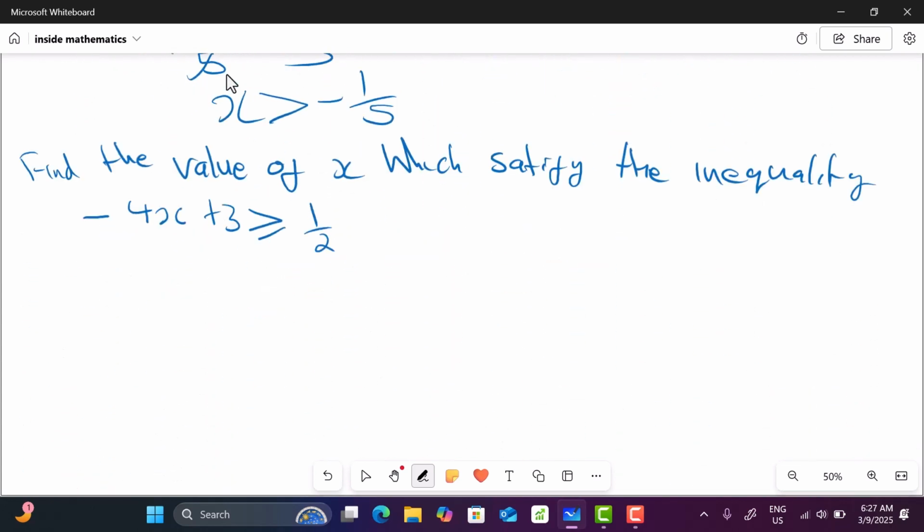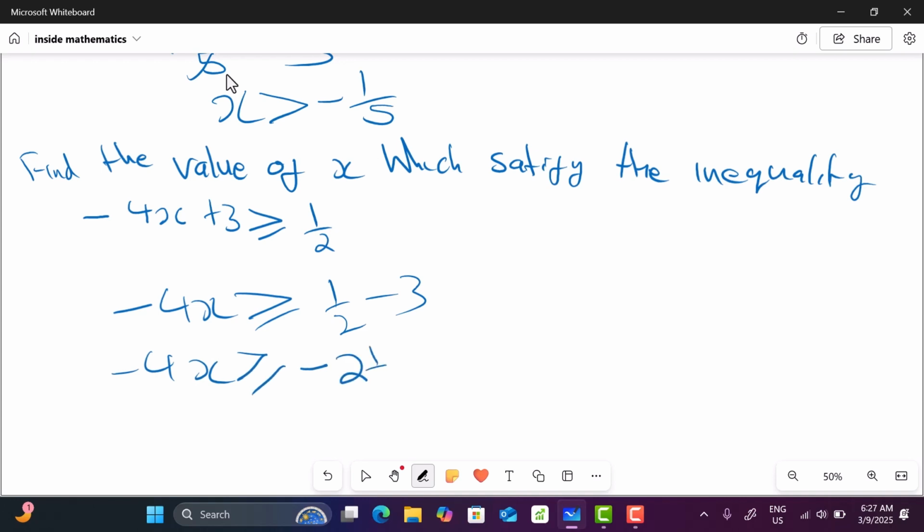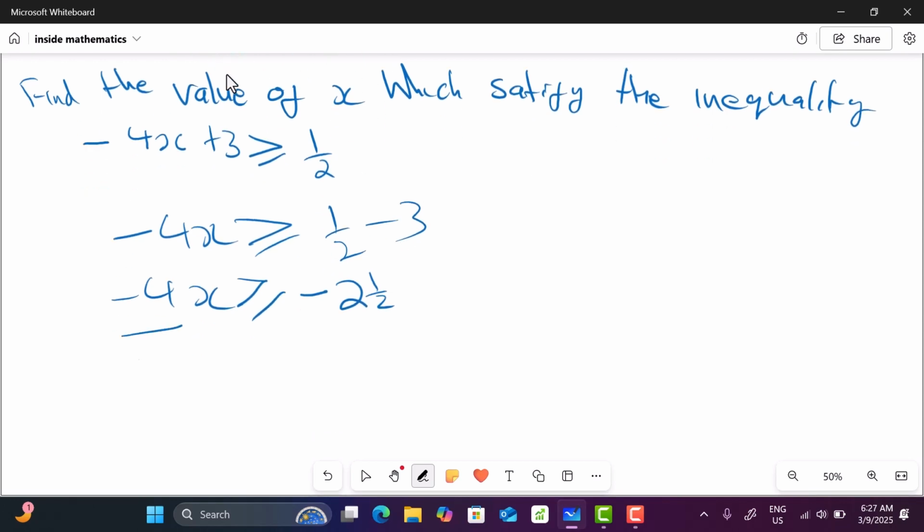And lastly, we are going to find the value of x in this inequality: -4x is greater than or equal to a half minus 3. So -4x is greater than or equal to -2 and a half. If that is the case, we're going to divide both sides by -4. Divide both sides by -4. Then we cancel here, we cancel here.